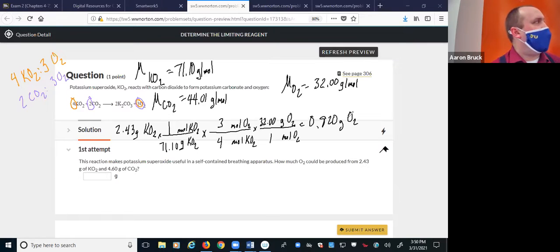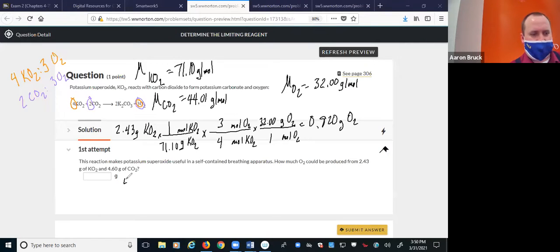Now, I don't know if that is the limiting reactant. I don't know if that's the theoretical yield. I don't know anything at this point other than 2.43 grams of potassium superoxide makes 0.820 grams of oxygen. To answer the actual question, I've got to compare it to the amount of carbon dioxide.